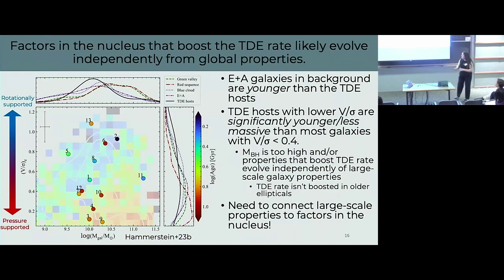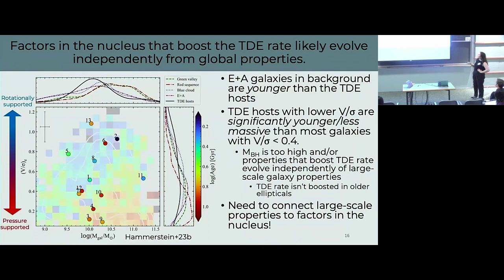So when we look at the TDE hosts and we start comparing them to interesting subpopulations, again, I've split this background sample, which are these colored pixels, into some interesting subpopulations we might want to compare to, such as E plus A galaxies, which is the purple dot dash line. We find that E plus A galaxies in this background sample are generally younger than the TDE hosts, despite having a similar distribution in their level of rotational support.